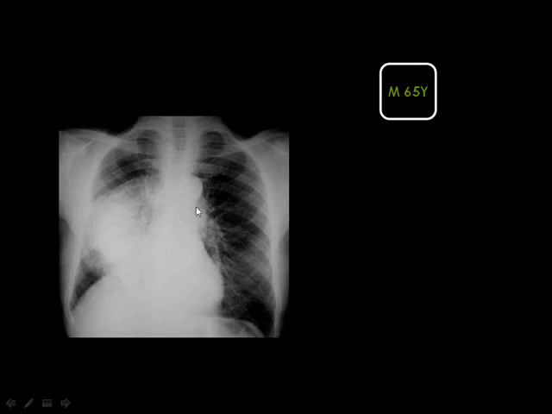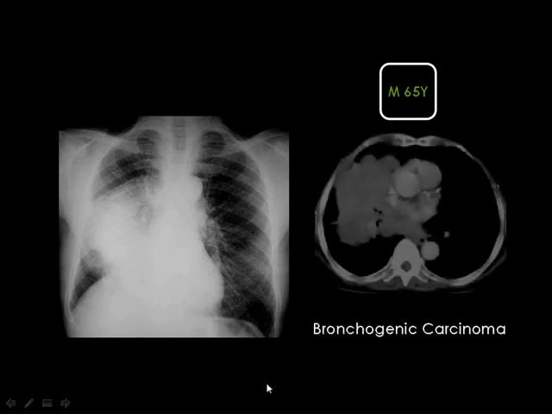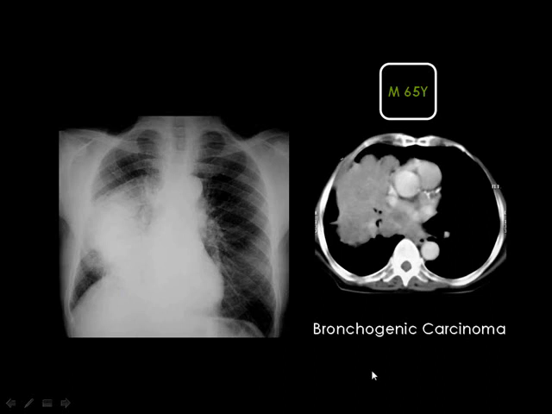Then what do you think about this case? There is a mass in the lung on the right side. The diaphragm is markedly elevated due to phrenic nerve paralysis. Without elevation of the diaphragm, any mass in the lung in an adult, it represents a bronchogenic carcinoma.